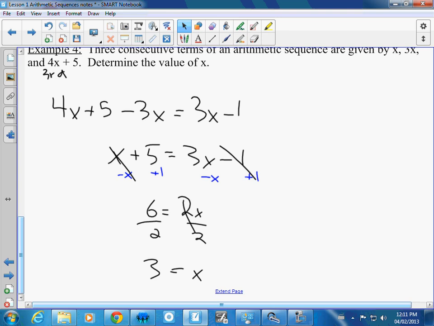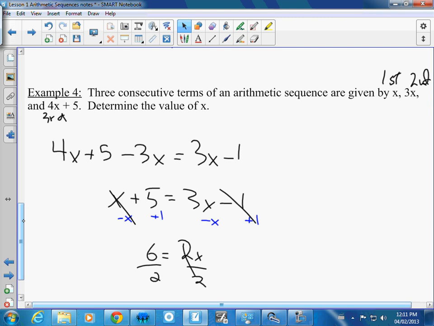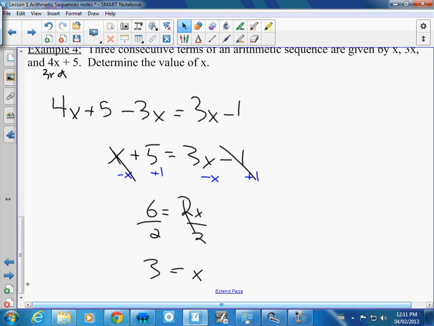You're done, right? You go writing your unicorn underneath the rainbows. Is that right? You're done? Have you answered the question? No. What's the question? Well, I guess you actually have. Determine the value of x. What is x? 3. Okay, so let's figure out what the terms are, though.